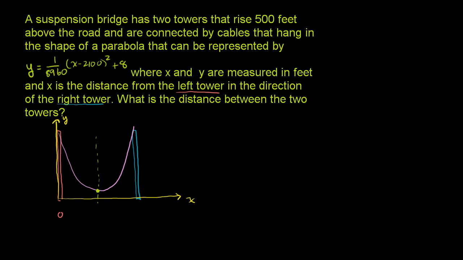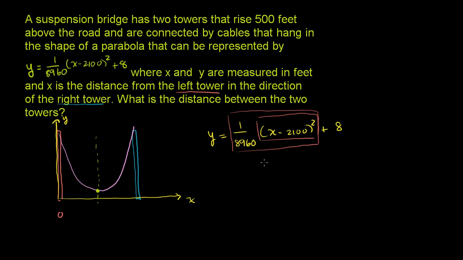So let me rewrite this equation. We have y = 1/8960 times (x - 2100) squared + 8. How do we find the minimum point here? Well, this whole expression that's squared is always going to be non-negative. It could be equal to 0. So this whole thing I'm squaring off in orange is always greater than or equal to 0. What is the lowest value that y can take on? The lowest value of y will happen when this expression is equal to 0.